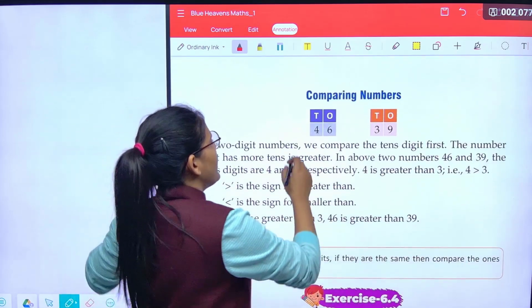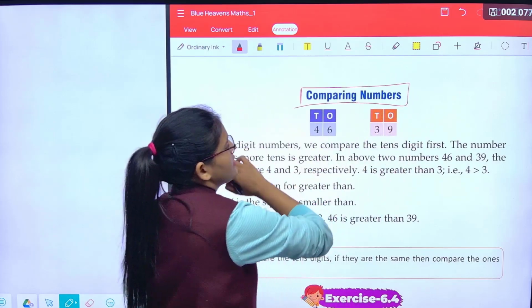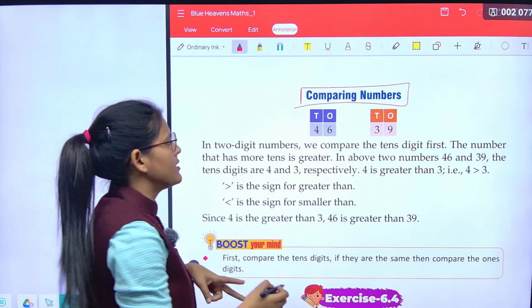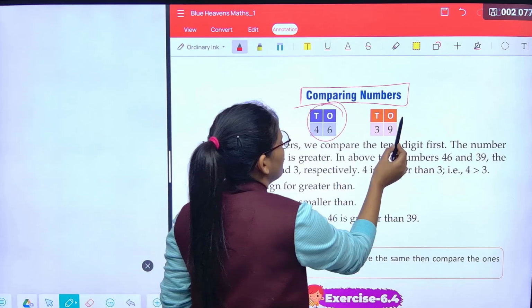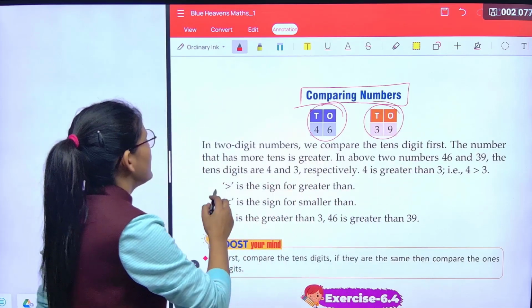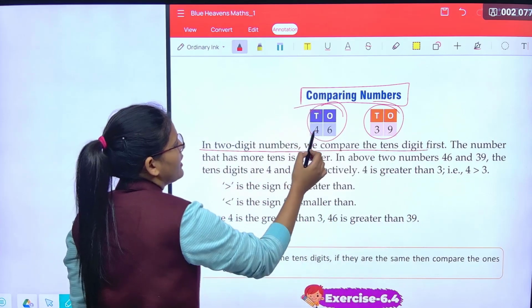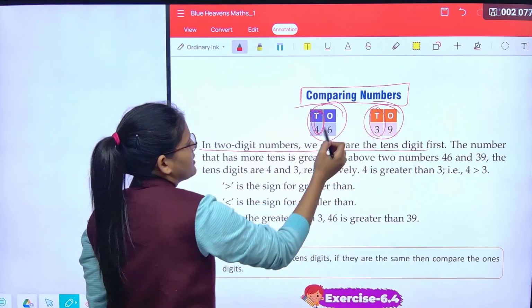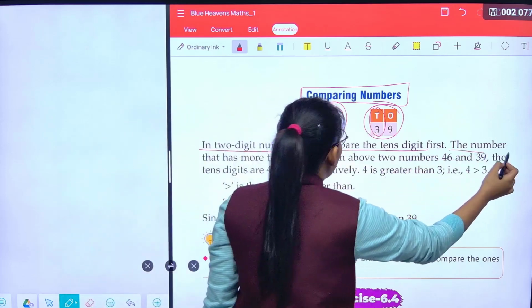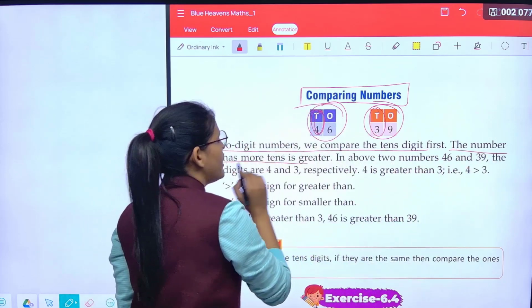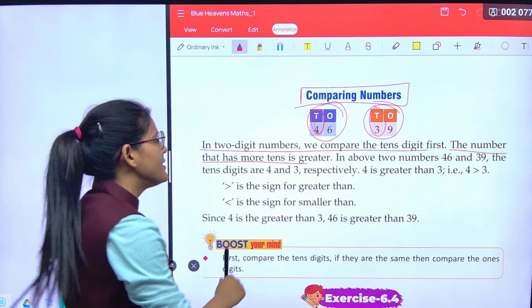Now class, comparing numbers. Here is 46 or 39. Now class, in 2-digit numbers, we compare the tens digit first. Class, see, here is 4, here is 3. The number that has more tens is greater.